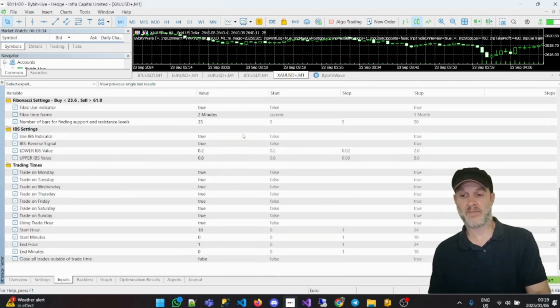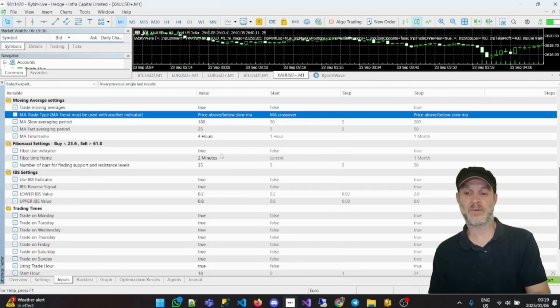Okay, the next thing, we have our Fibonacci levels. We are only using Fibonacci in this strategy for reversals. So the theory is that if the price is below the 23.6 Fibonacci, you'll look for a buy. If the price is above the 61.8 Fibonacci level, you look for a sell.